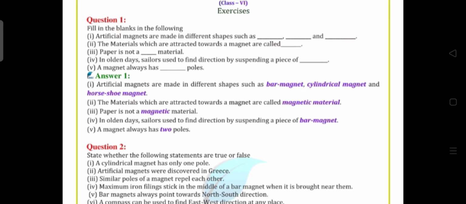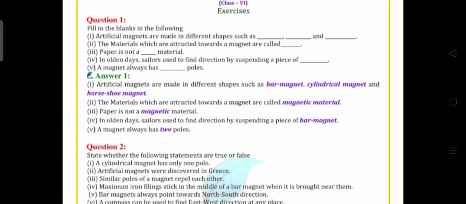The materials which are attracted towards a magnet are called, what do we normally call the materials which are attracted to a magnet? Yes, they are known as magnetic materials. The materials which attract to a magnet are known as magnetic materials.